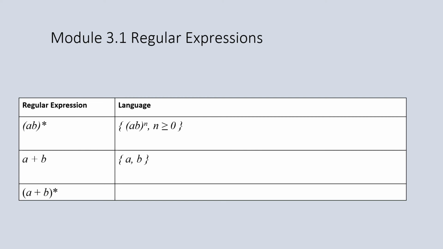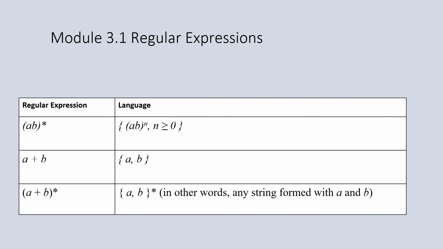And here is another one, A or B with the star, using parentheses. So what language is this describing? Does it include the empty string? Yes, it does, because using the star, it means that you could have nothing, you could have to the 0, or you could have A or B. So this is any string formed with A or B.